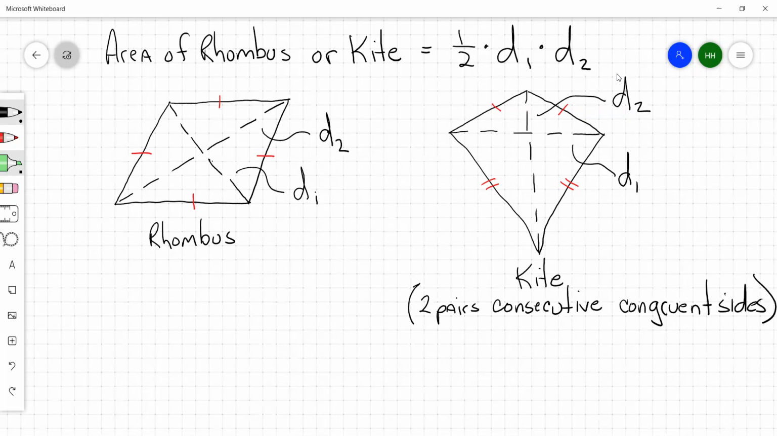Now, in a rhombus or in a kite, diagonals bisect each other.